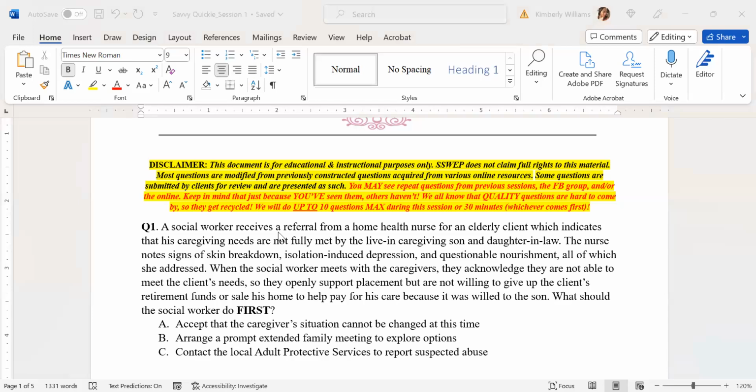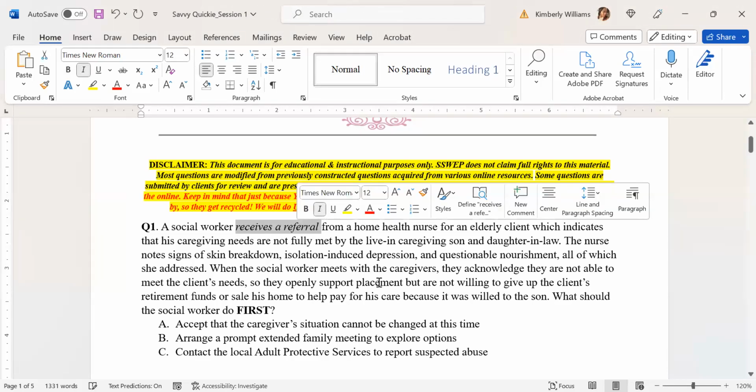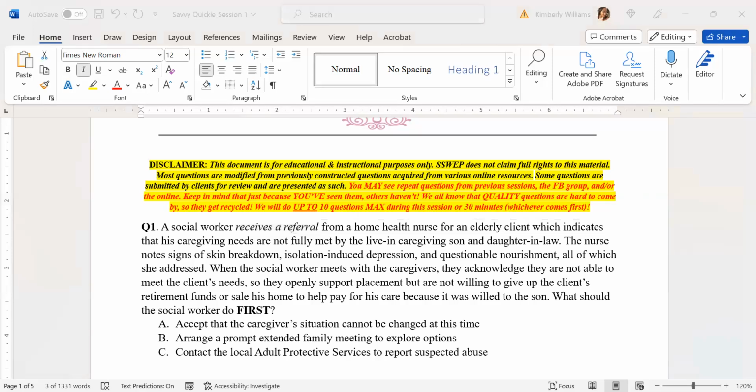Okay, so in this case, it says a social worker receives a referral. So that lets us know that we are in the beginning phase of the helping process. That means our focus should be on engaging and/or assessing the client because we're in the beginning. So whatever answer we pick is going to have to be something that we do in the beginning of the helping process. This referral comes from a home health nurse.